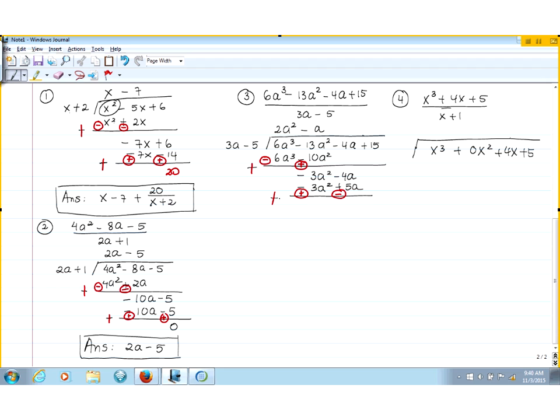Now let's add this. Negative 4a plus negative 5a will give me negative 9a plus 15. Now, negative 9a divided by 3a, what is negative 9a divided by 3a? Minus 3. Now, negative 3 times 3a, negative 9a. Negative 3 times negative 5, plus 15. Okay. Subtract. Well, when we subtract, it will be 0.